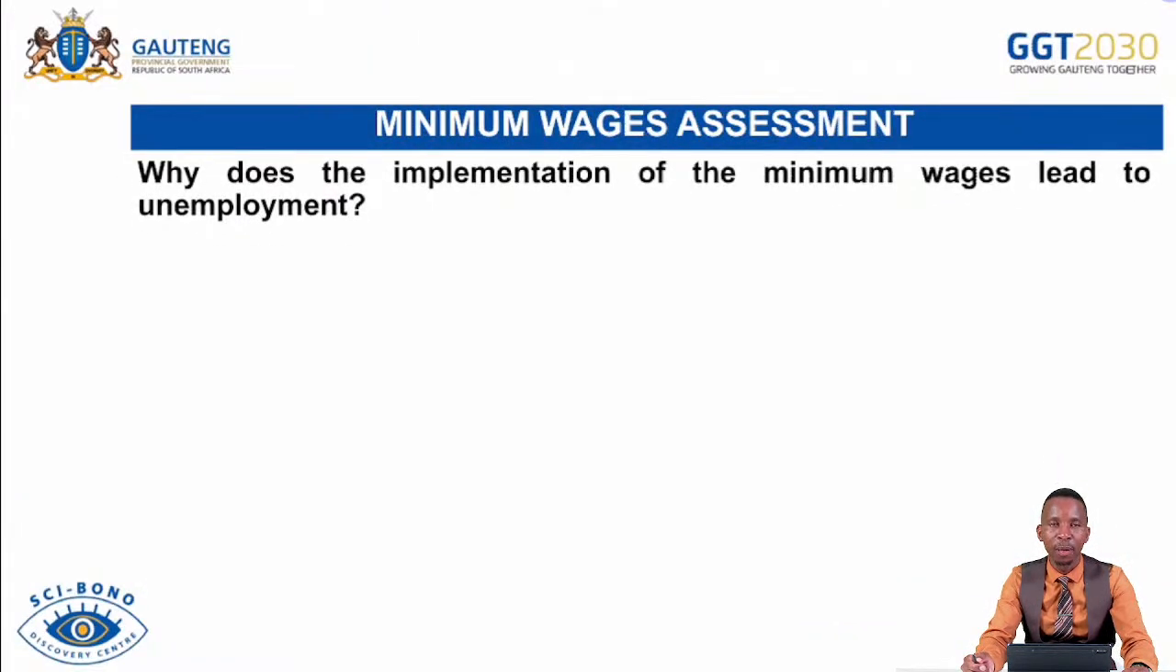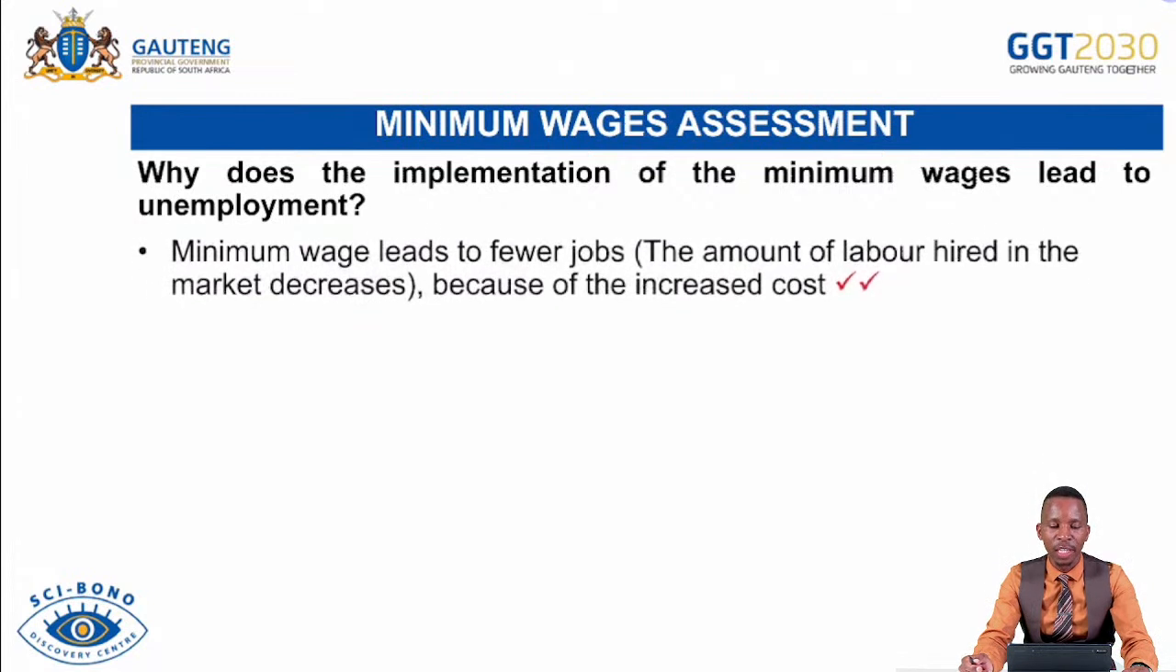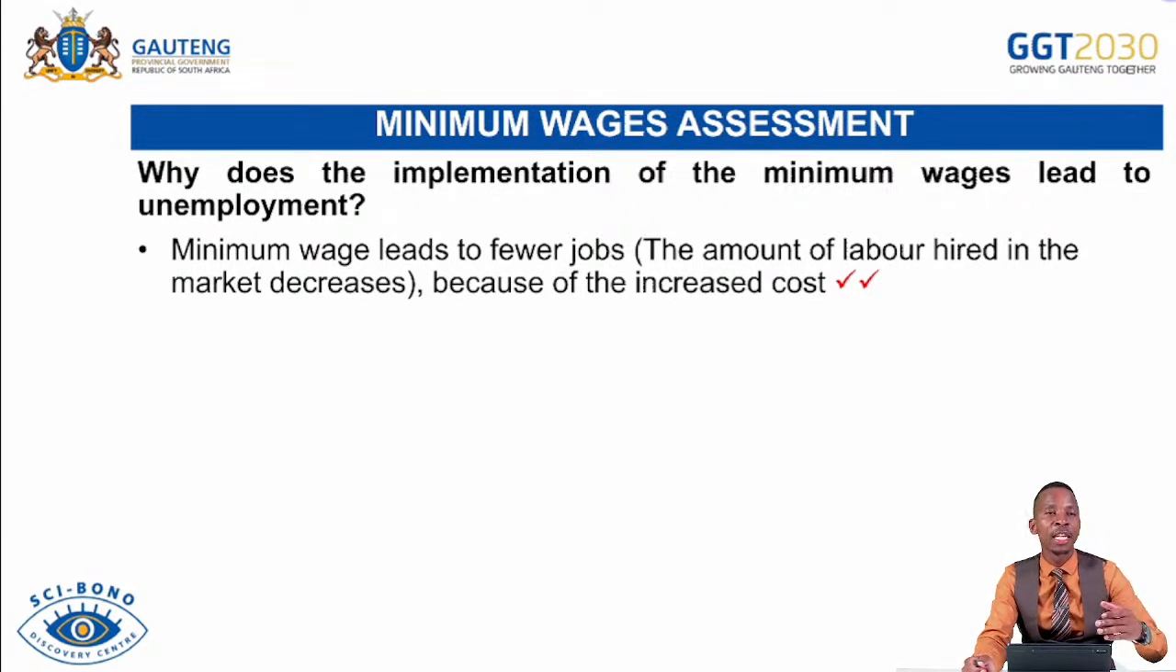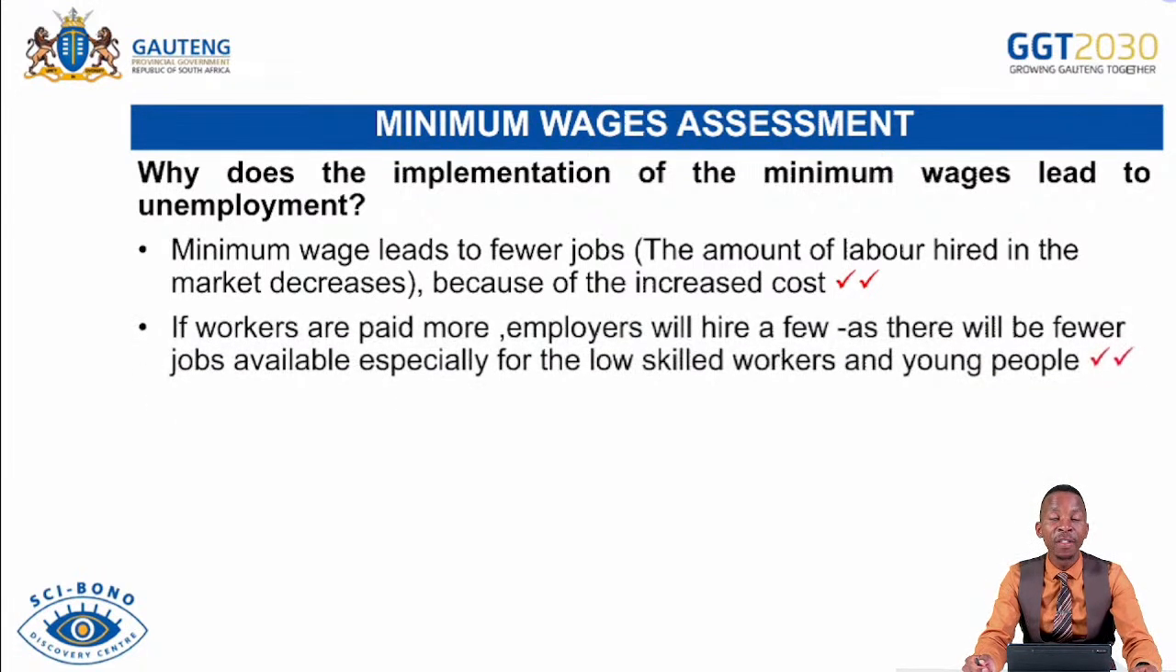And then this is the minimum wage assessment. Why does the implementation of the minimum wage lead to unemployment? Minimum wage leads to fewer jobs. The amount of labor hired in the market decreases because of increased cost. Like I've said, the labor costs tend to be very, very high. As a result, unemployment starts to increase if minimum wage has been legislated and the state does not intervene by providing employment subsidies. If workers are paid more, employers will hire fewer, as there will be fewer jobs available, especially for low-skilled workers and young people.